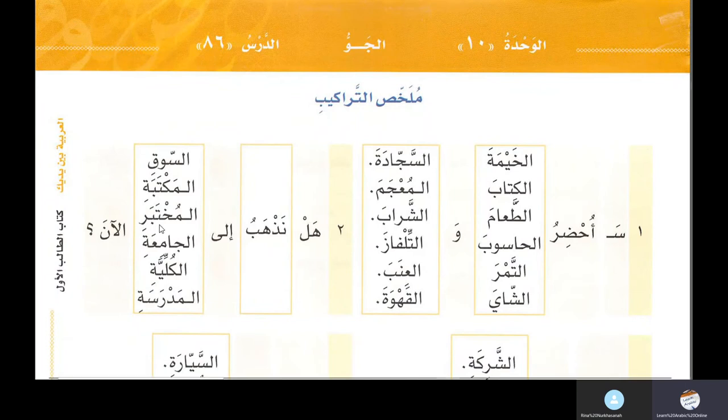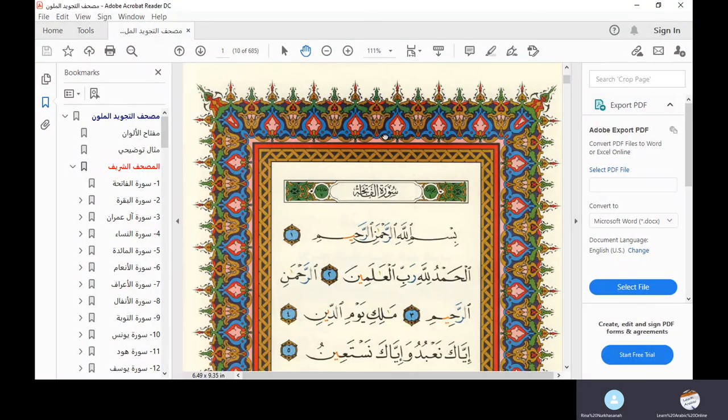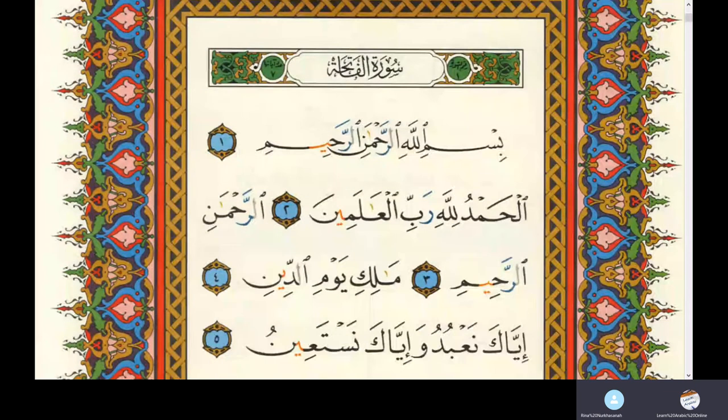Okay, next time inshallah, I will start Mulakhasut Rakib. Surah Fatiha. Al-Jawu Baridun. Barid means cold. Al-Jawu means weather. The weather is cold.